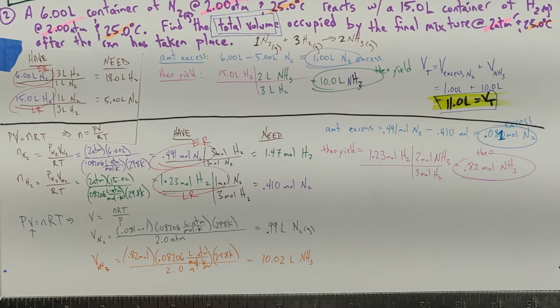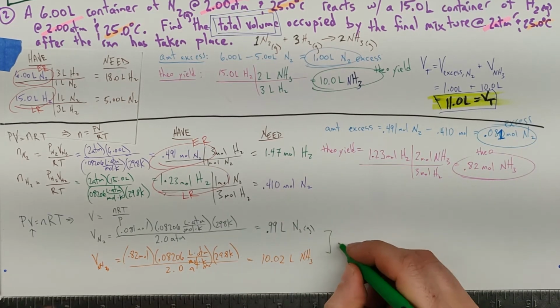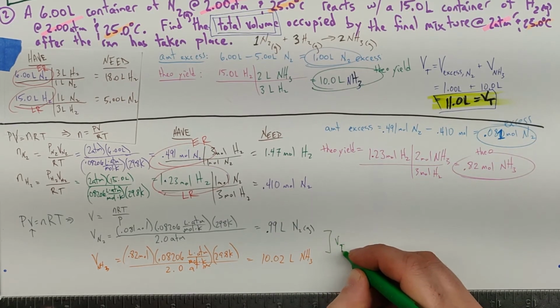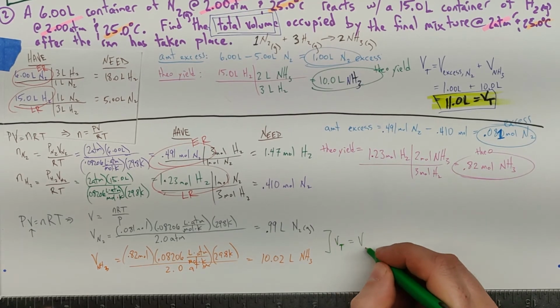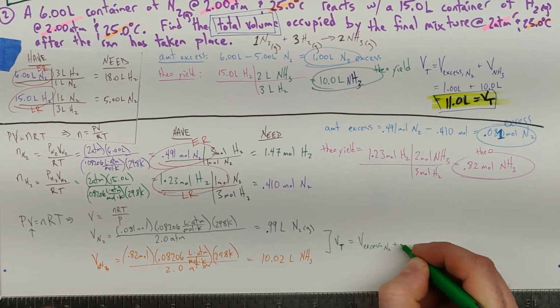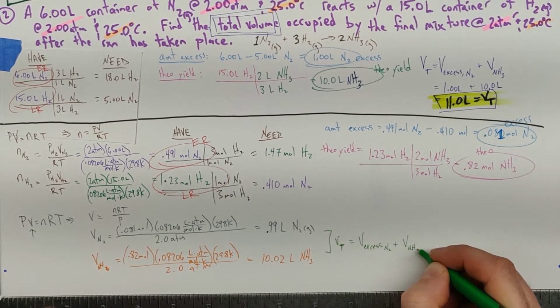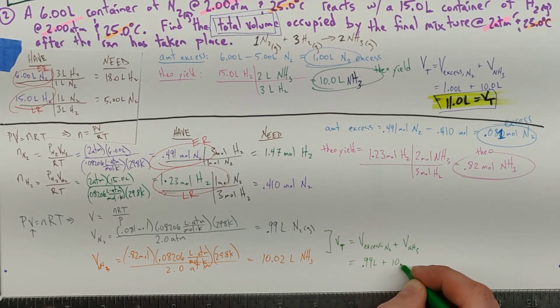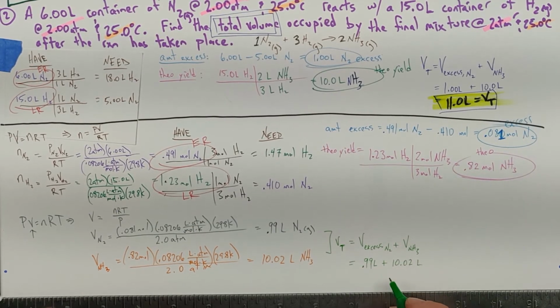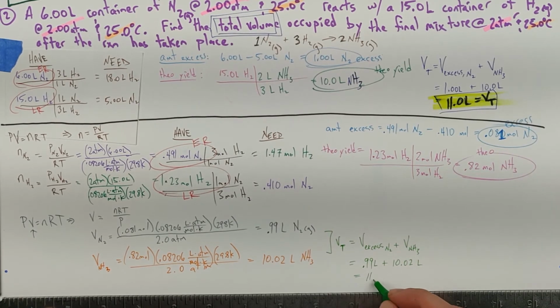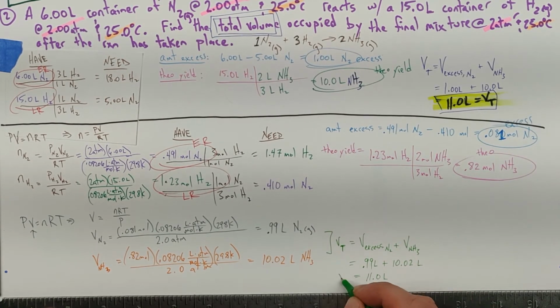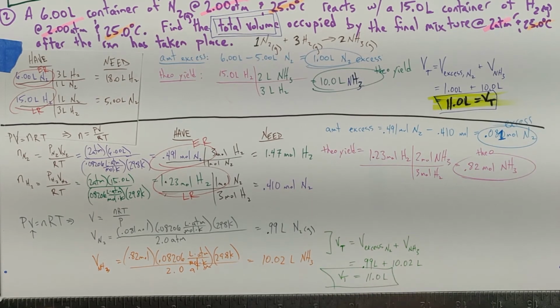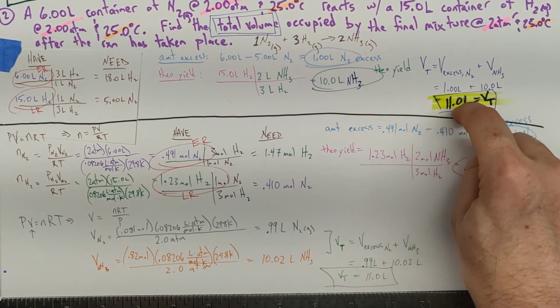And we'll see our total volume is going to be the volume of our excess nitrogen plus the volume of our NH3. And that is 0.99 liters plus 10.02 liters, which you may recognize as about 11 liters. Let me make sure that's on my screen. Good. And that is what we ended with up there.